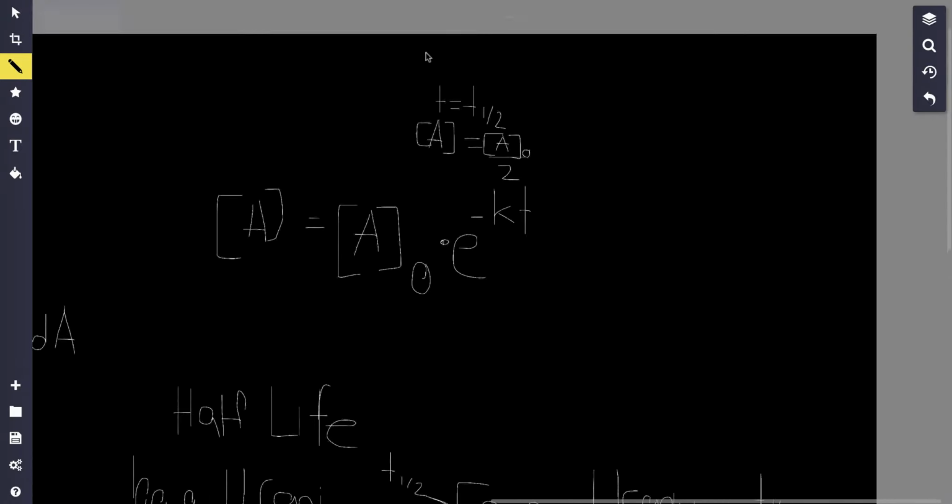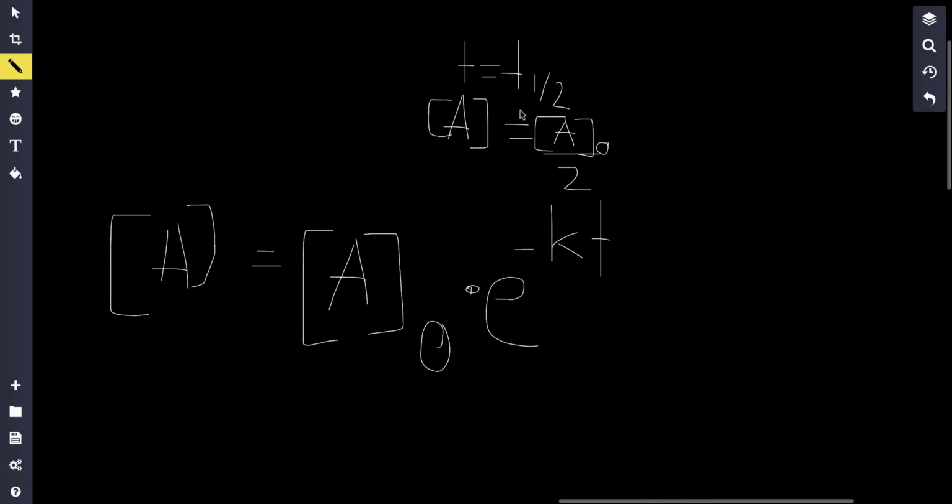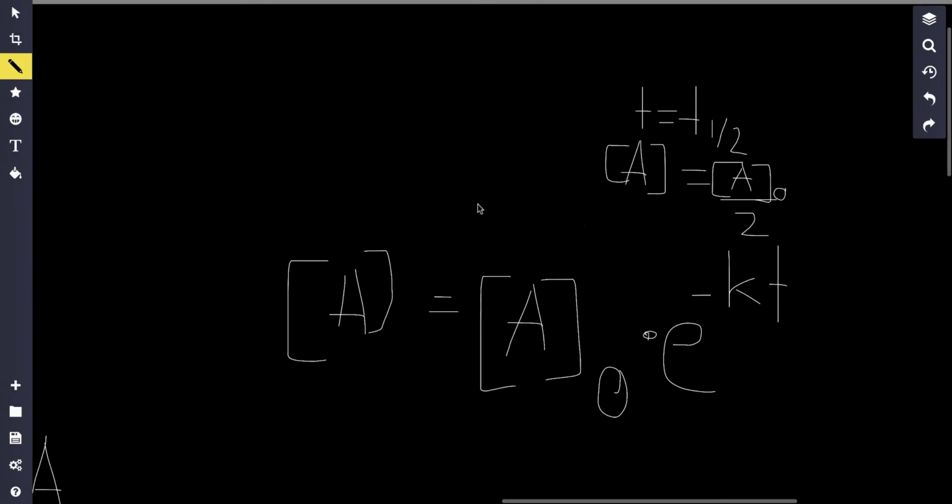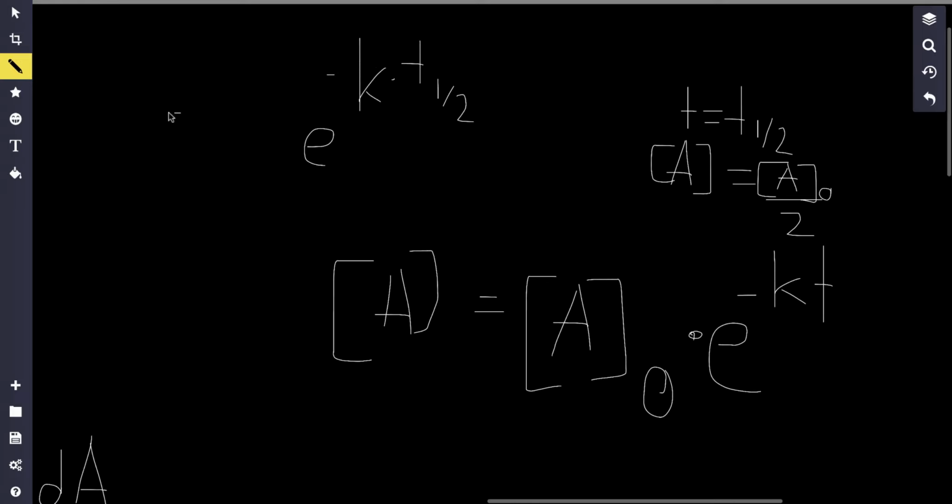Basically, here's how you express the half-life relationship mathematically. When our time period has reached our half-life period, the concentration of A that we have is going to be half of what we had originally, right? So let me just substitute that all in here. When time is equal to our half-life, we have e to the negative kt, but instead of t, we're going to have our half-life there. That's going to be multiplied by the original concentration.